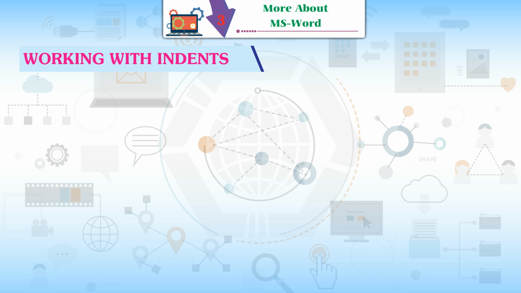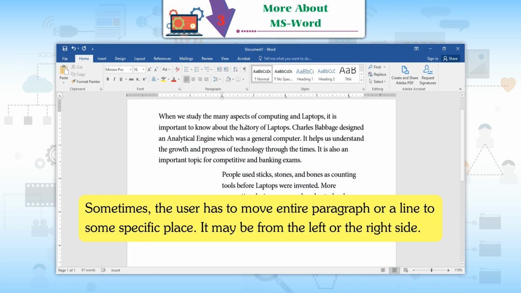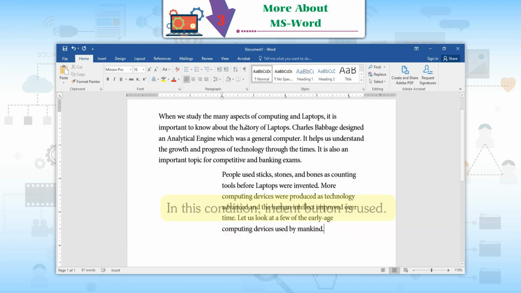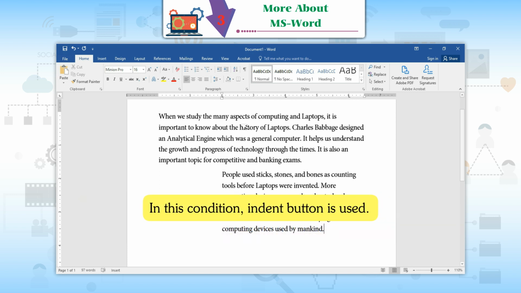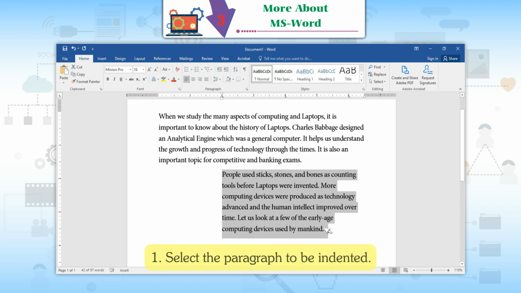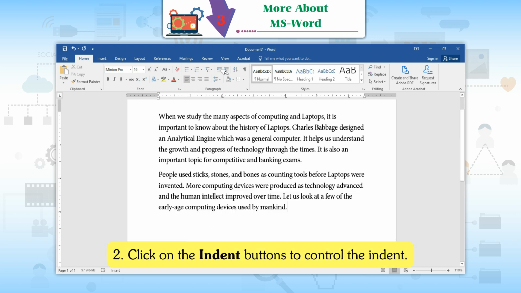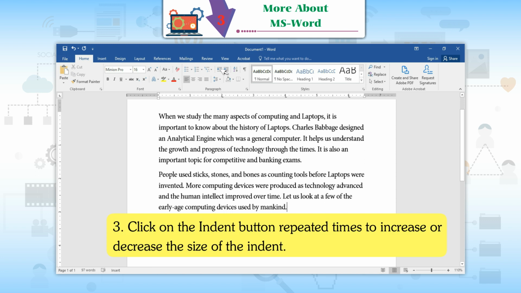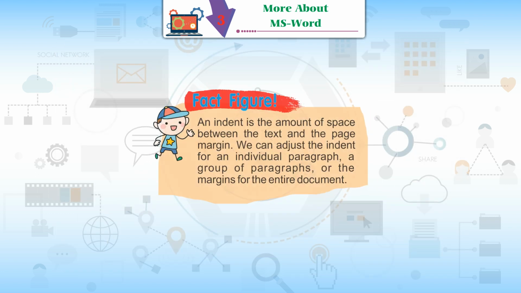Working with indents. Sometimes the user has to move an entire paragraph or a line to some specific place. It may be from the left or the right side. In this condition, the indent button is used. We should know how it is done systematically. Select the paragraph to be indented. Click on the indent buttons to control the indent. Click on the indent button repeated times to increase or decrease the size of the indent.